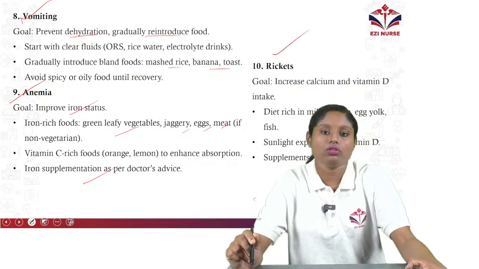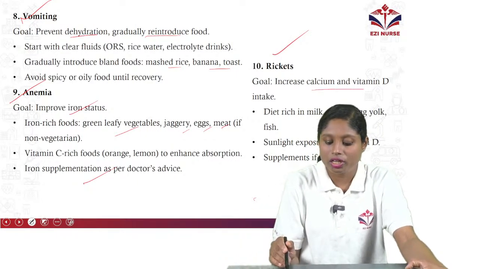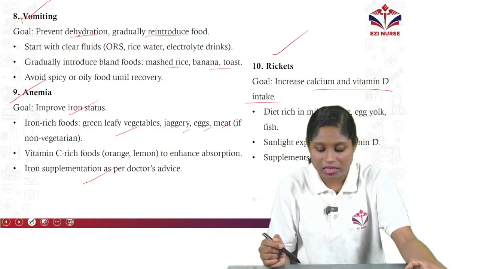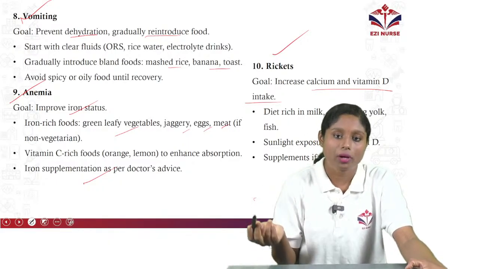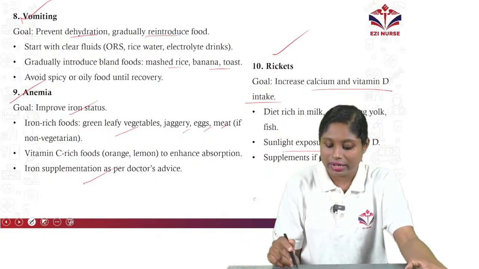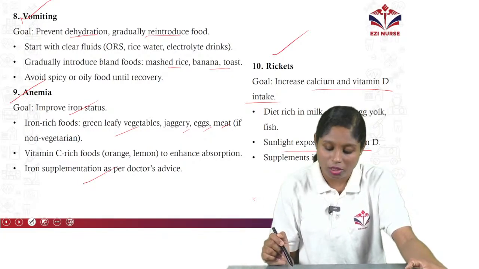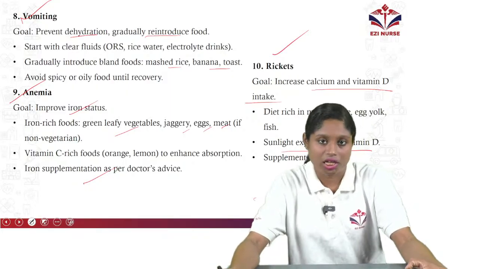Coming to rickets, the baby is suffering with rickets, goal is to increase calcium and vitamin D intake. So diet rich in milk, cheese, egg yolk, fish will be provided. Exposure to sunlight for the vitamin D, and supplements if needed.